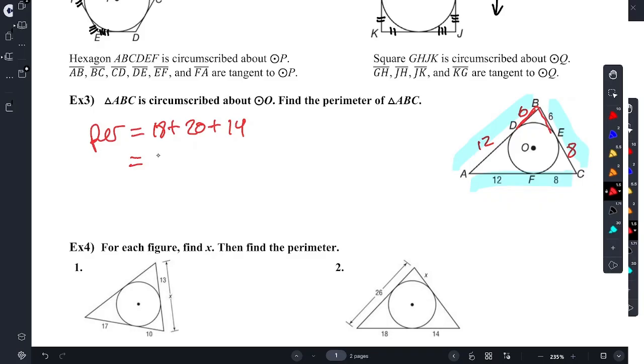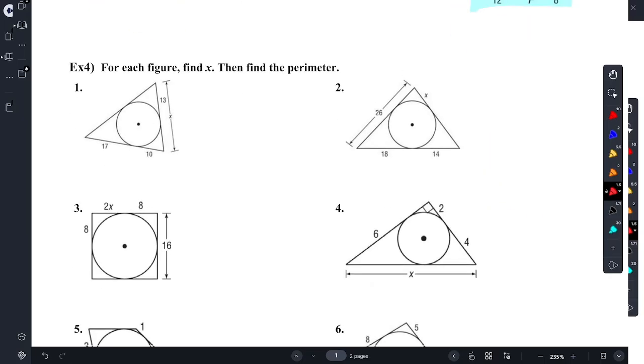All right, what is this? 52. Which one are you looking at? We're turning it into a side now. We're not finding the perimeter of the circle. We're finding the perimeter of the triangle, yeah? All right, next one.